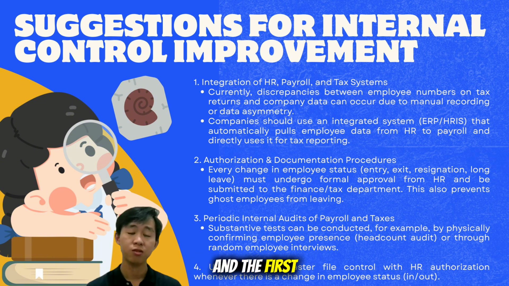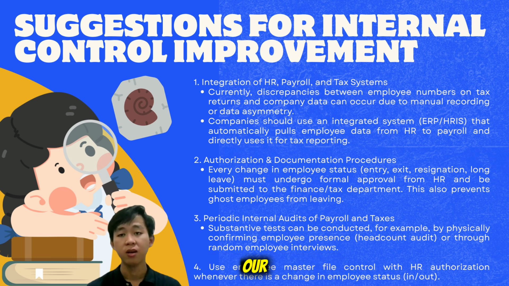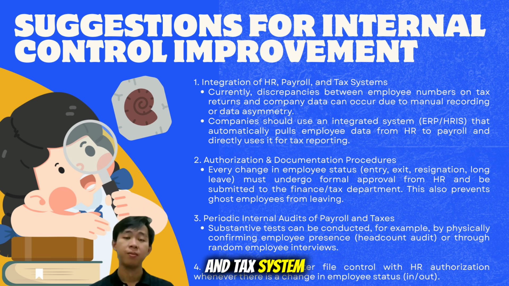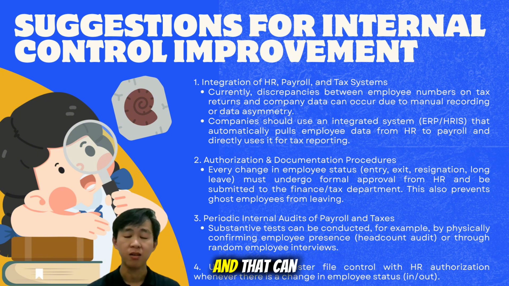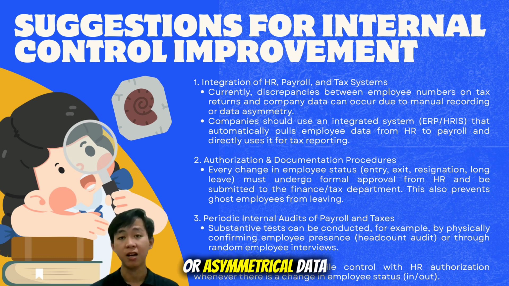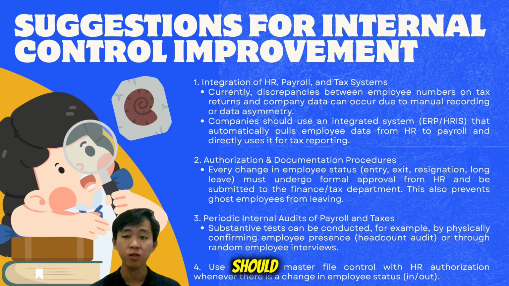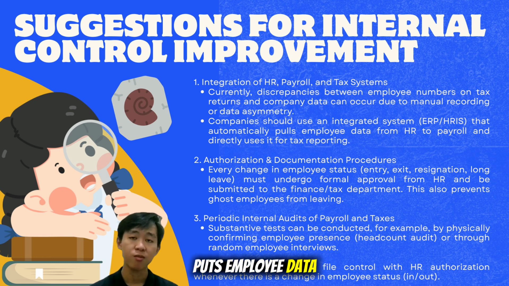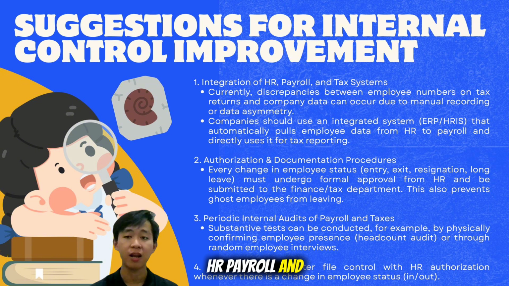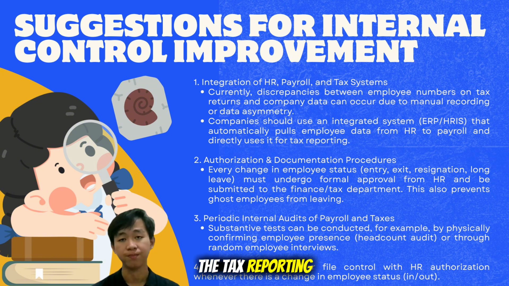The first suggestion is integrating our HR, payroll, and tax systems. Currently, we have a difference between employee numbers on tax returns and company data, and that can occur due to manual recording or asymmetric data. The company should integrate a system like ERP or HRIS that automatically pulls employee data from HR payroll and is used directly for tax reporting.